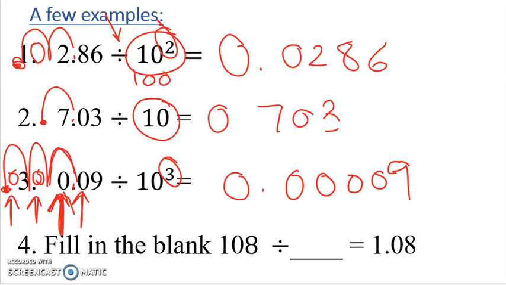All right, I fill in the blank. 108 divided by what gives me 1.08? Well, I know that my decimal place in 108 starts at the end. So it's been moved 2 places to the left. And to move it 2 places, I must have had 2 zeros. So I've divided by 100, or I've divided by 10 squared.